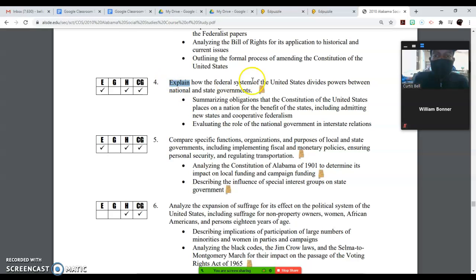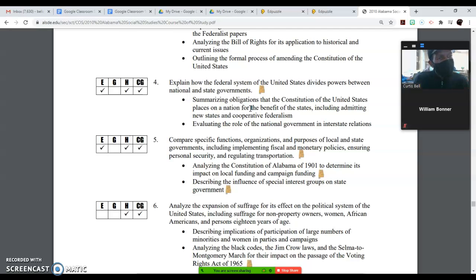We're on standard 4 right now, and that's explaining the federal system. Basically, by definition, the federal system just divides the powers in the United States between the national and the state government. Just like we have a national legislative, executive, and judicial branch, we also have a state legislative, executive, and judicial branch. On the national level, the head of the executive branch is the president. On the state level, the head of the executive branch is the governor.